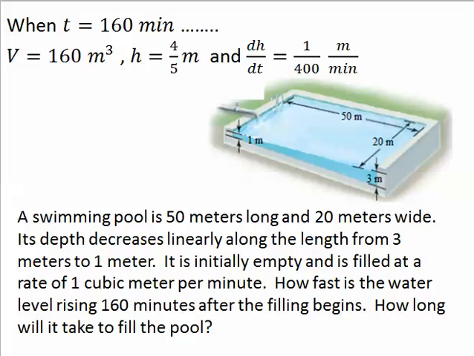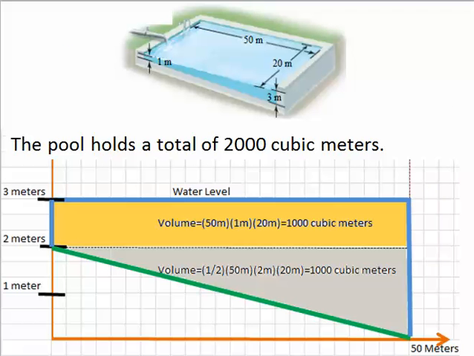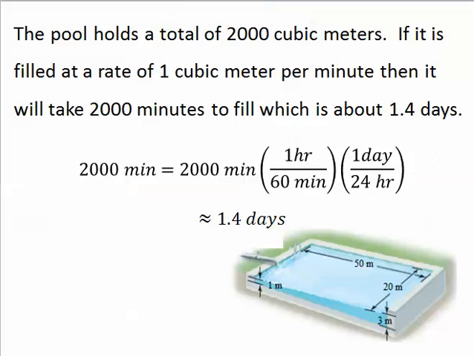All right, so are we done with the problem? No, we got one more question to answer. How long will it take to fill the pool? This is actually not a calculus question. To figure out how long it takes to fill the pool, we just ask, well, how much water is there? And the pool will hold a total of 2,000 cubic meters. And then it's filled at a rate of 1 cubic meter per minute. So we're talking about 2,000 minutes.